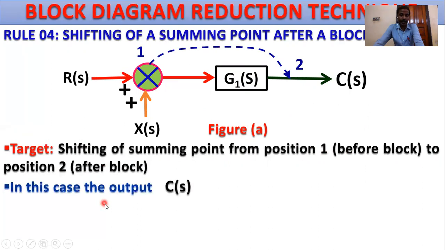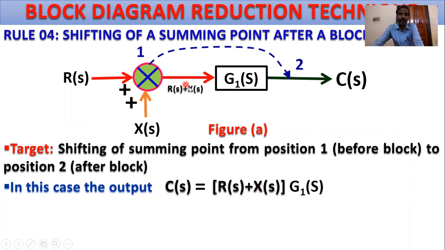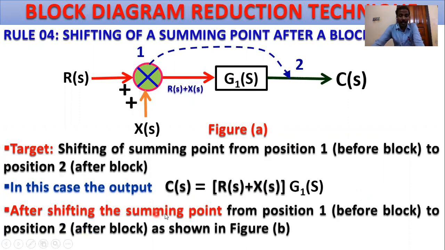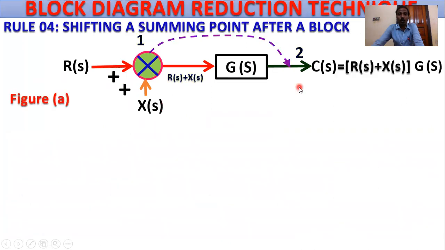In this case, the output C(s) equals what? C(s) equals R(s) plus X(s), whole into G1(s), because this signal is R(s) plus X(s) and this is G1(s). After shifting the summing point from position 1, that is before the block, to position 2, after the block, as shown in figure 2. So what is figure 2?